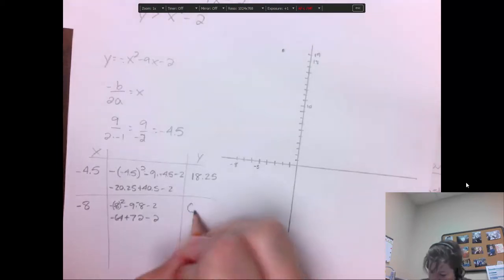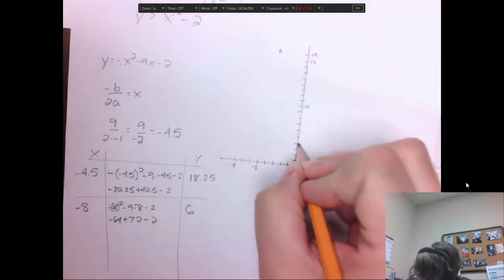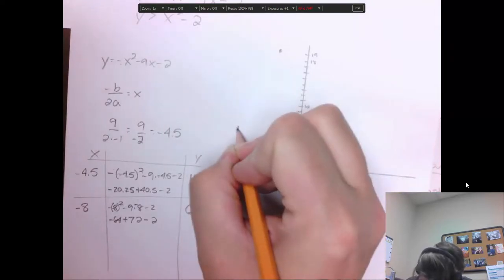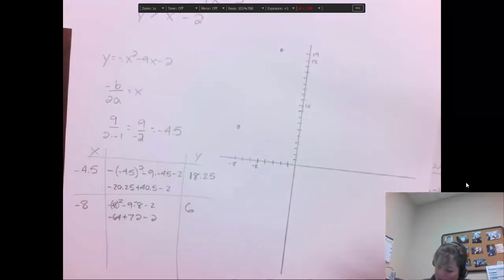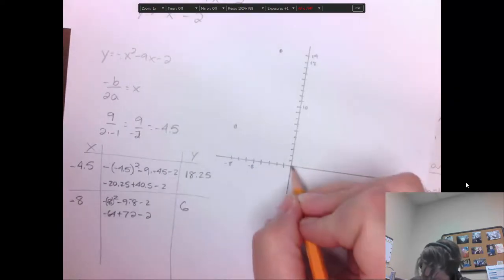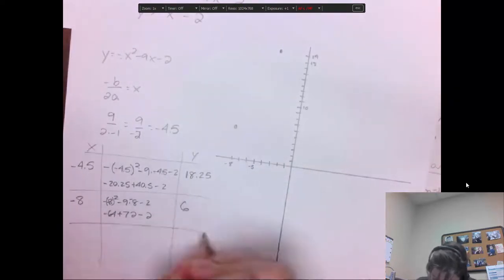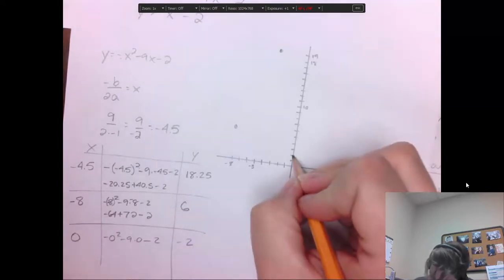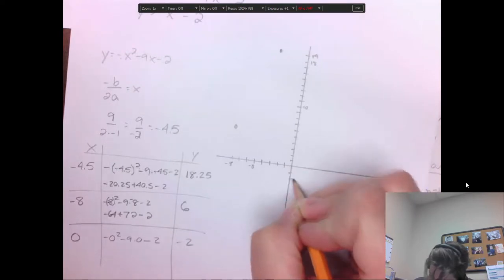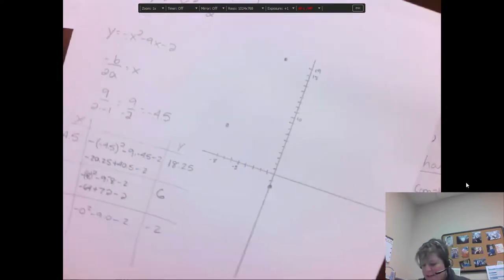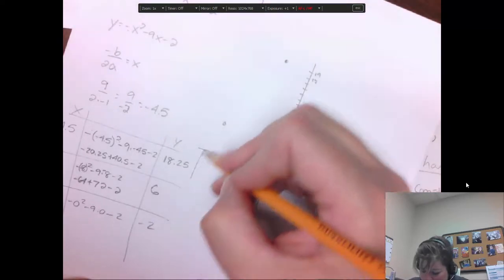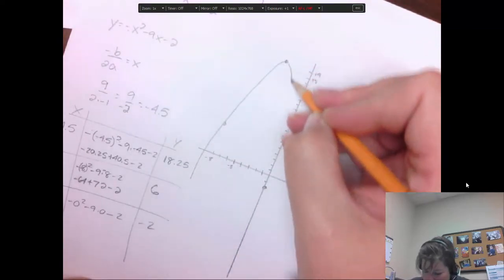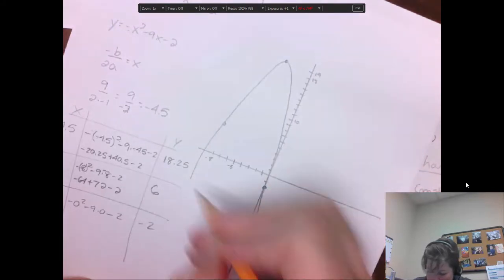To 6. There we go. Negative 8, 1, 2, 3, 4, 5, 6. Negative 8, 6. It's about there. So if I put in negative 8, we could put in 0. That's way easy. Let's put in 0, and that's on the right side. So you'd have negative 0 squared minus 9 times 0 minus 2. That all disappears, and you end up with negative 2. So 0, negative 2. So we can see the graph kind of goes like that.